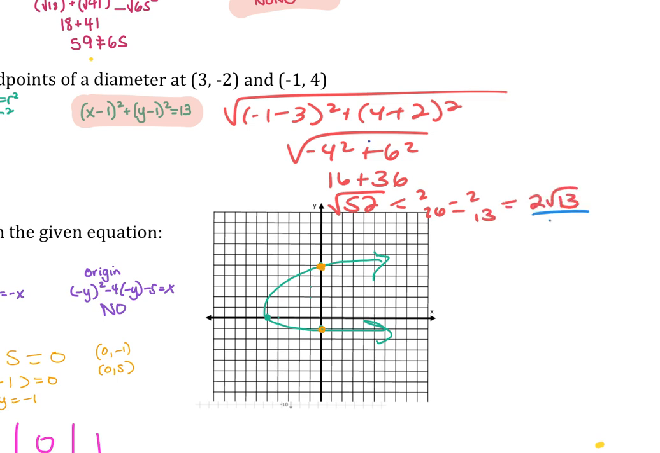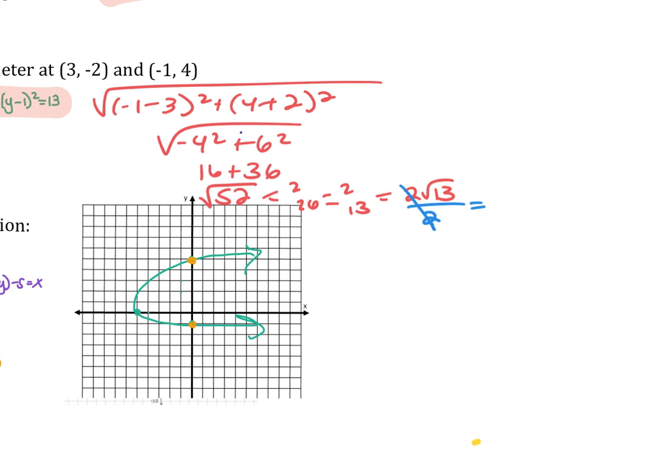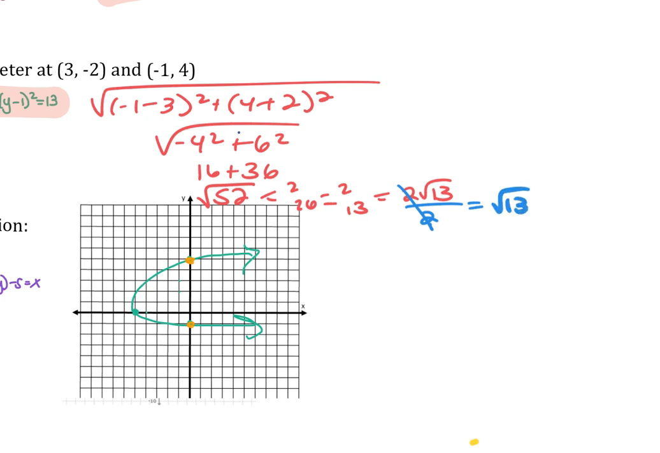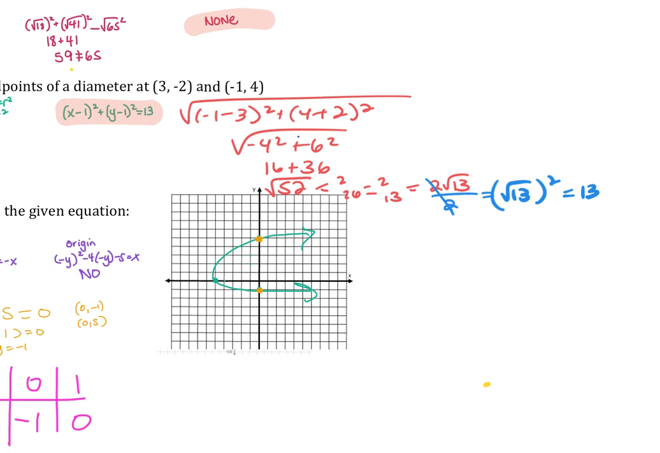Then you have to cut it in half. So it becomes just the square root of 13 for the radius. And then when you plug it in, you've got to square it. So this is how most people make mistakes.